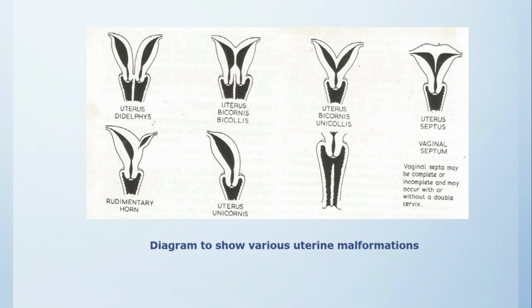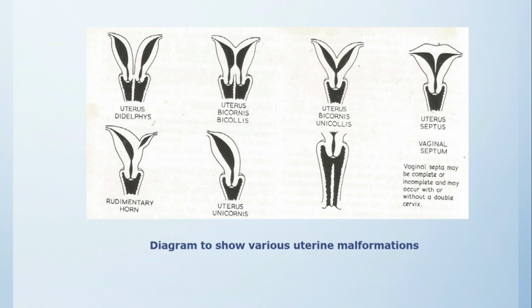Look at the uterus didelphys: two horns of the uterus, two separate cervices. And then you look at uterus bicornis bicollis. You can see two horns of the uterus, fused body, but they have double cervices.